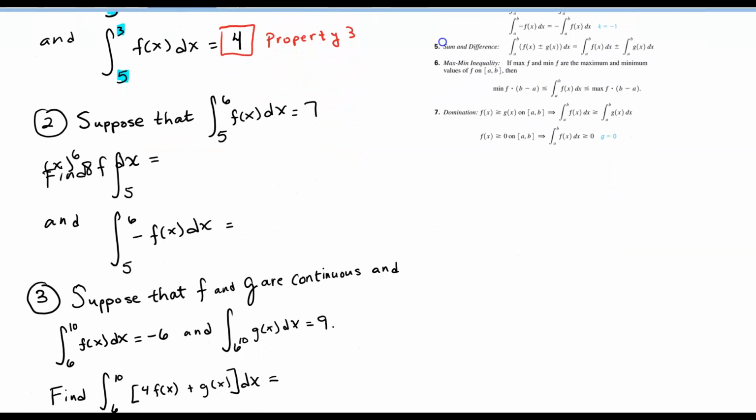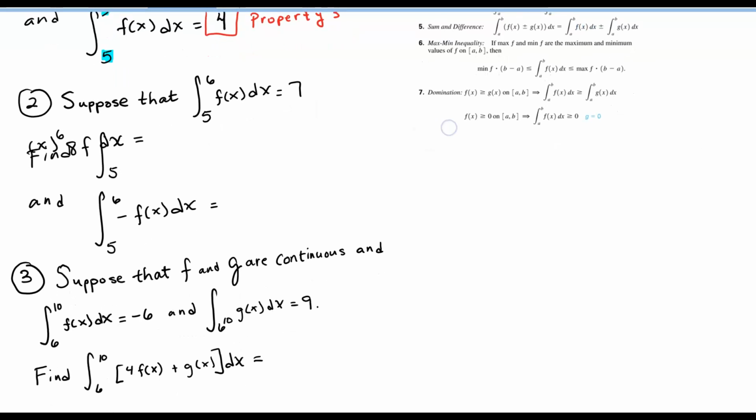Let's take a look at number 2. Number 2 says, suppose that the integral from 5 to 6 of the function f of x is 7. We are asked to find, and it looks like this got distorted, so let me go ahead and fix it for you, the integral from 5 to 6 of 8 times f of x dx. That's what it's asking for.